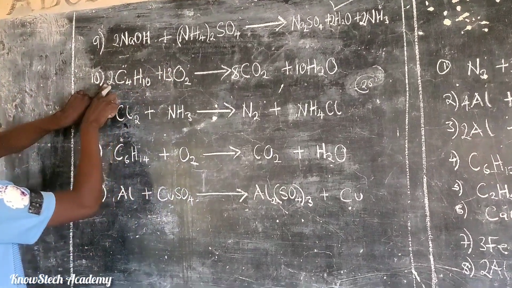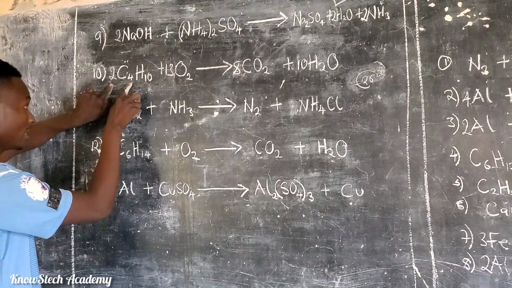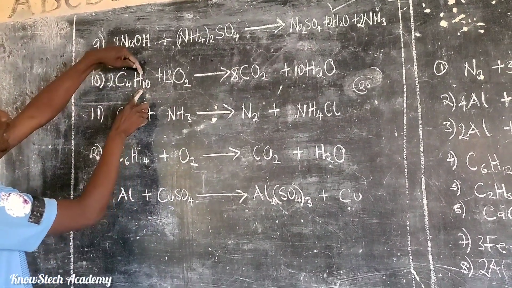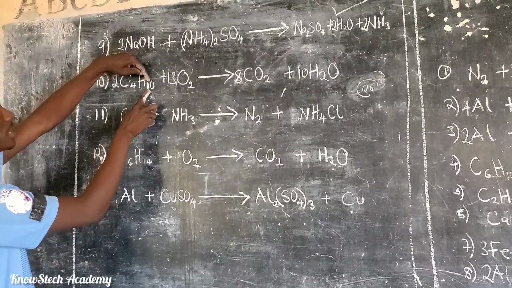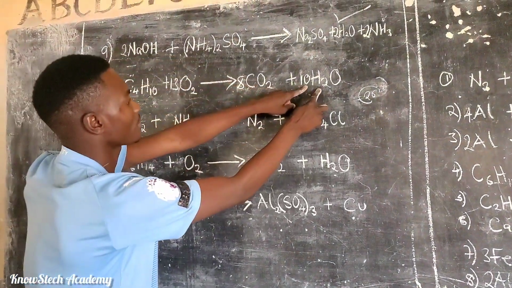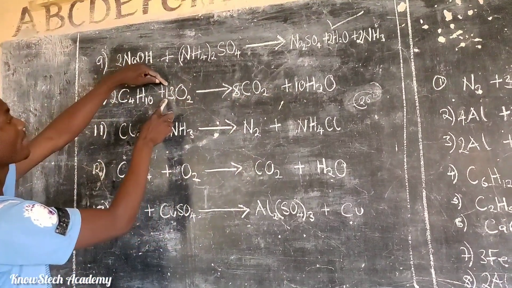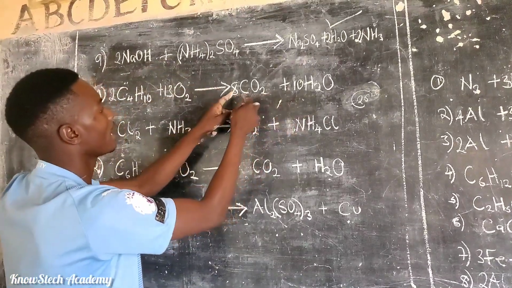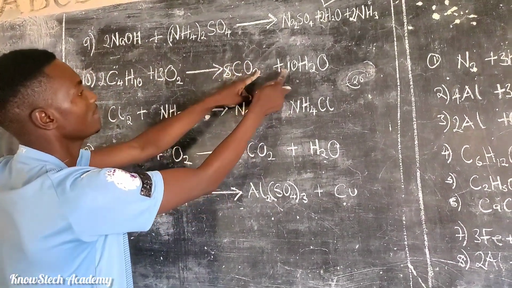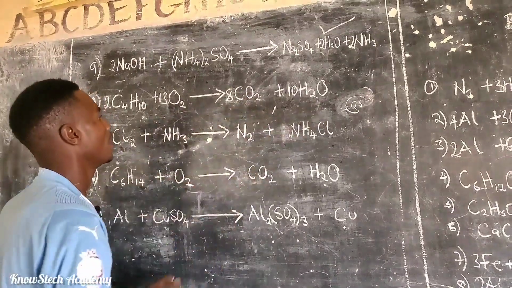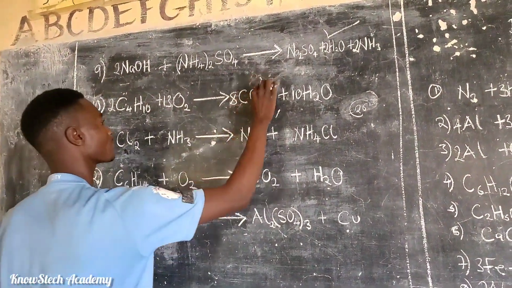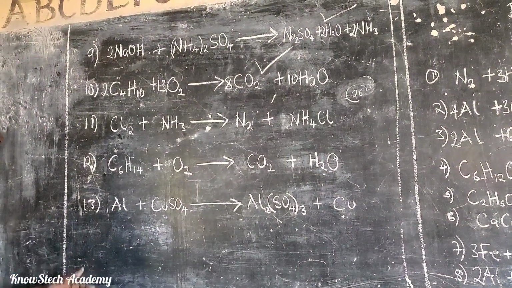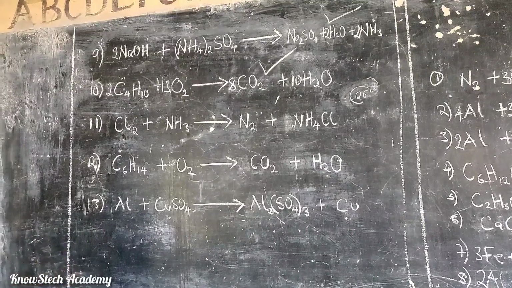So we have 8 atoms of carbon, right? Yes. Then 8 atoms of carbon, we have 2 times 10, 20 atoms of hydrogen. This side we have 20 atoms of hydrogen, right? Then 13 times 2, 26 atoms of oxygen. Then this side we have 8 times 2, 16 plus 10, 26 atoms of oxygen. Therefore, this equation is balanced. It's never been easy, but with practice, it becomes enjoyable.